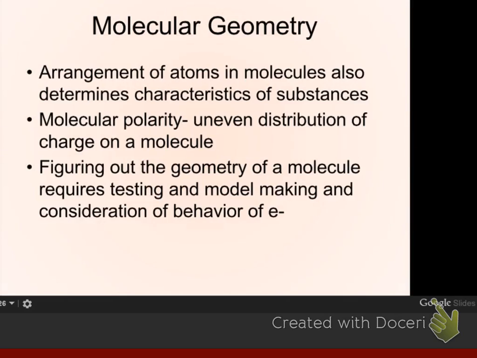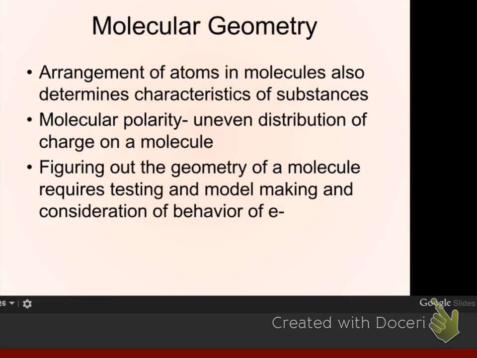Prior to having the ability to do that kind of work, it was all guessing. There was no actual knowledge about the shape of individual molecules prior to probably the 1930s or 40s. Well, actually, I guess Franklin was doing her work in the late 40s, early 50s. So anyway, prior to that point, there wasn't a whole lot of information about how molecules were shaped. It was guesswork.